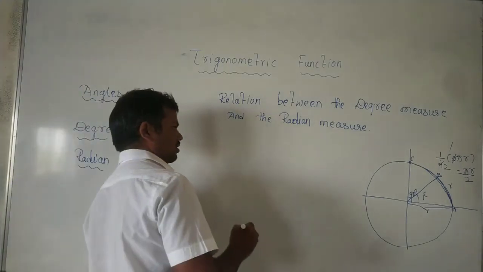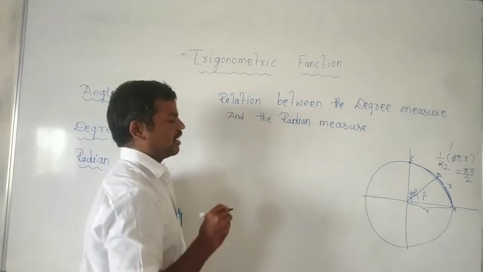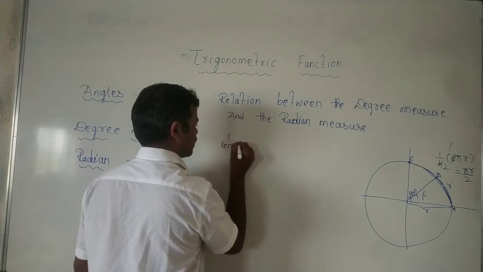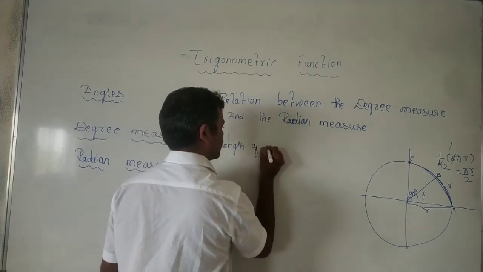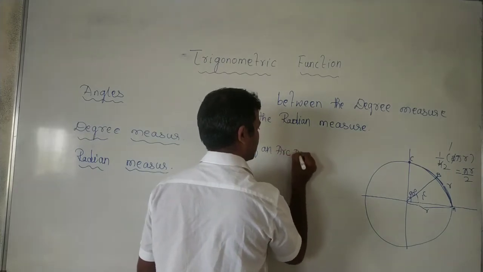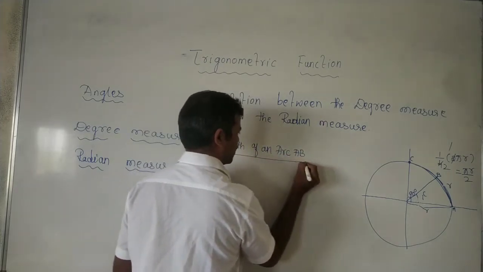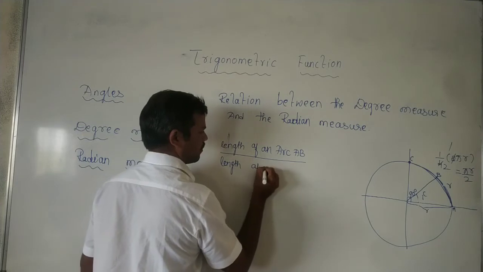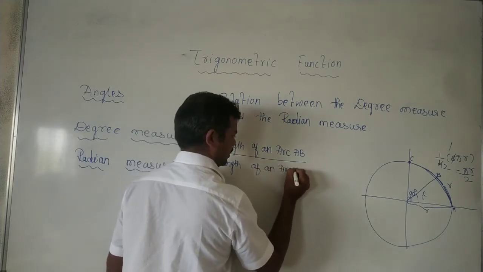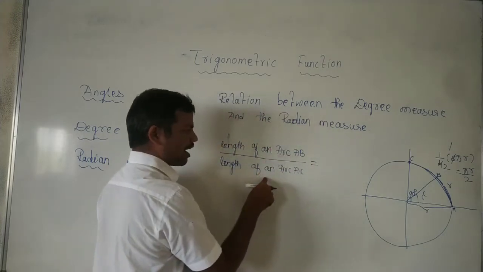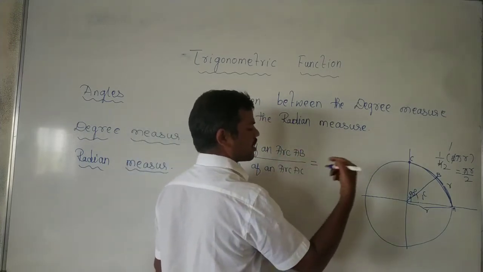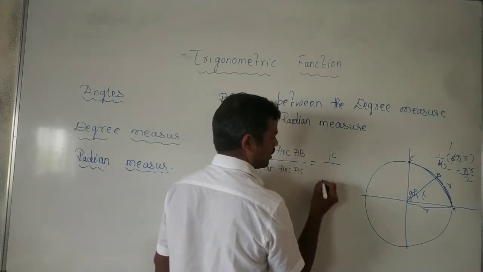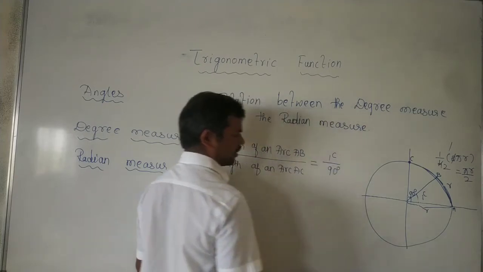So how do we find the relation? The length of an arc AB divided by the length of an arc AC is equal to the ratio of the corresponding angles, because arc length is proportional to the corresponding angle. The corresponding angle for arc AB is 1 radian, and for arc AC it is 90 degrees.